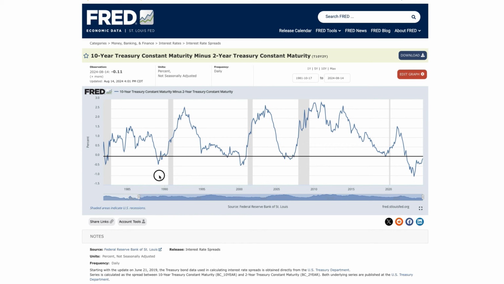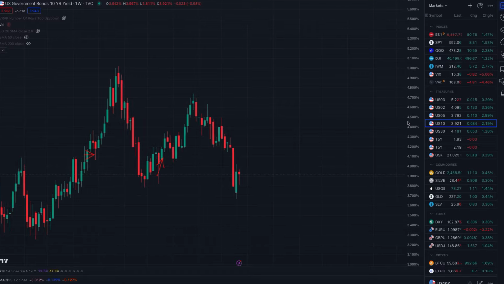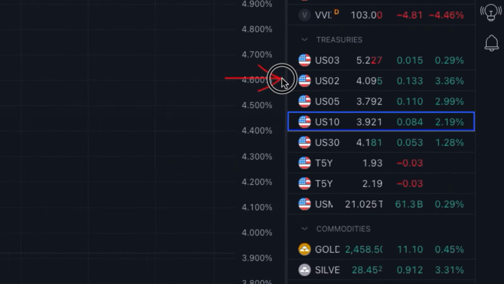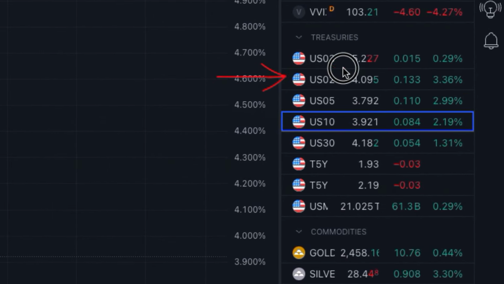These yield curve inversions are often precursors to recessions. You can see the gray zone is a recession, and the blue line is the 10-year, 2-year yield curve. So when it drops below zero, this is what's known as an inverted yield curve. What that inversion means is that the 2-year US Treasury bond is yielding a higher percentage than the 10-year US Treasury bond. You can see here, 2 years yielding 4.09%, 10-year is yielding 3.92%.